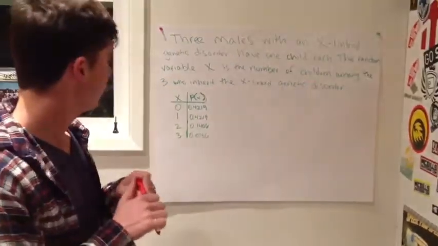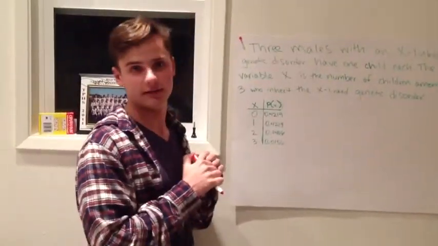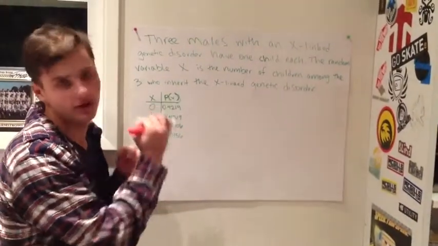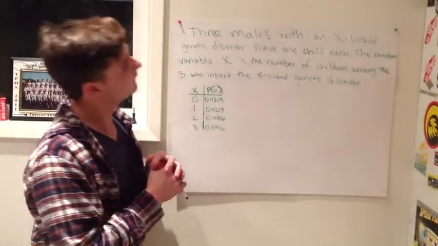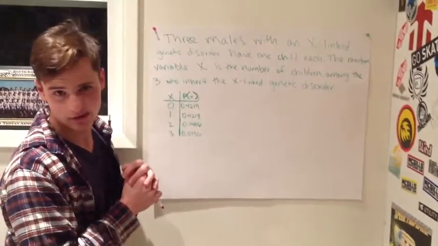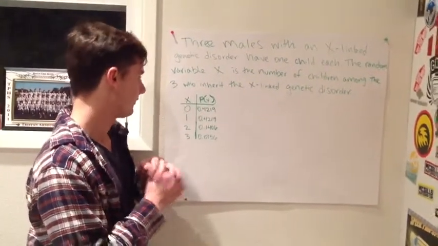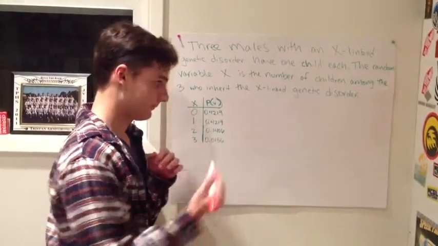Want to check out this graph? So 3 males with an X-linked genetic disorder have 1 child each. The random variable X is the number of children among the 3 who inherit the X-linked genetic disorder. I made a table for it. Now we're going to graph it.